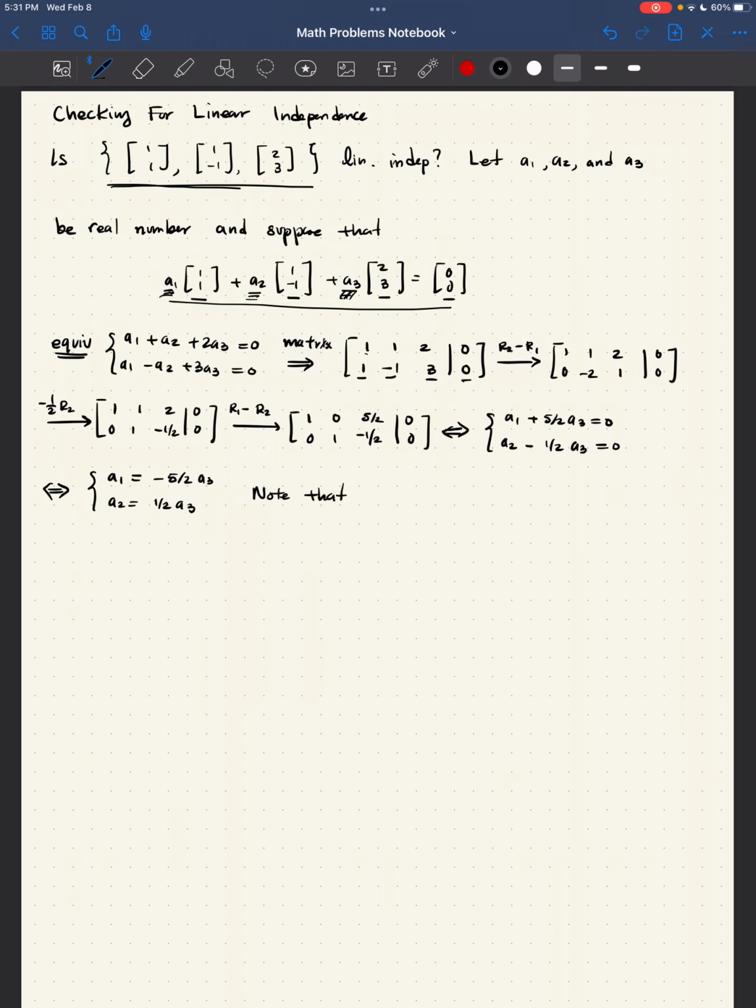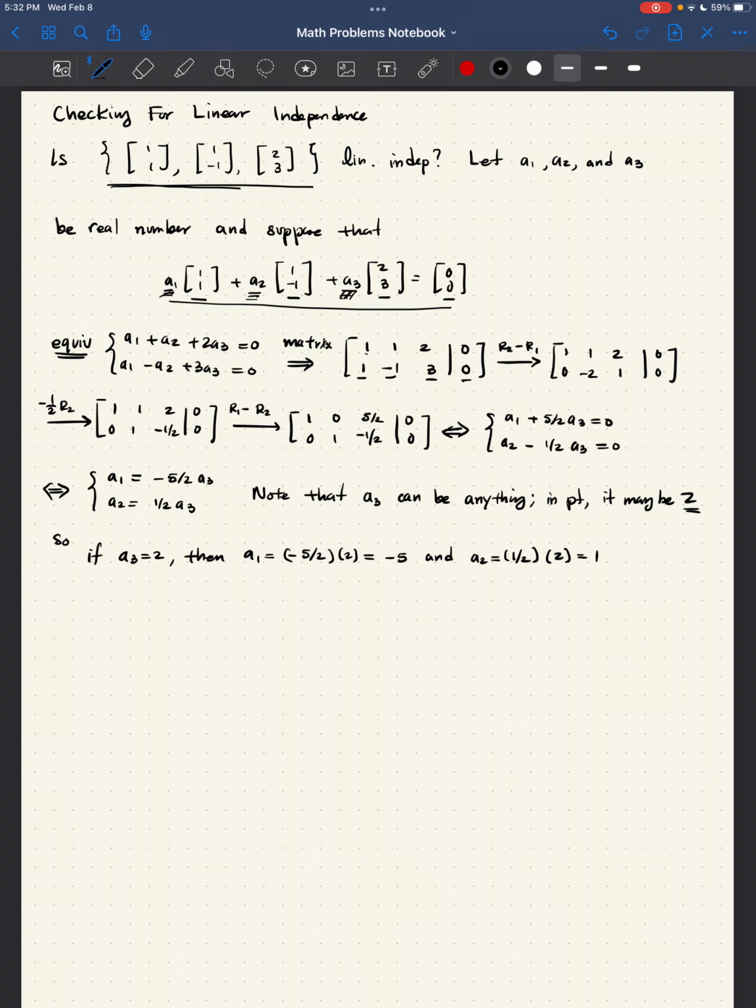Note that A3 can be anything. In particular, it may be 2. Why not? So, if A3 is 2, then A1 is negative 5/2 times 2, which is negative 5. And A2 is going to be 1/2 times 2, which is 1.